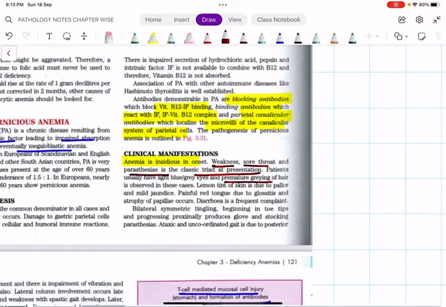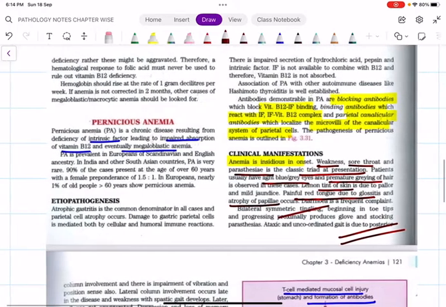There may be premature graying of hair because of vitamin B12 and folic acid deficiency. The patient may have light blue or gray eyes. There may be a lemon tint of the skin because of mild jaundice. There will be a painful red tongue because of glossitis and atrophy of the papillae. Bilateral symmetrical tingling or numbness and paresthesia, classically described as glove and stocking paresthesia.